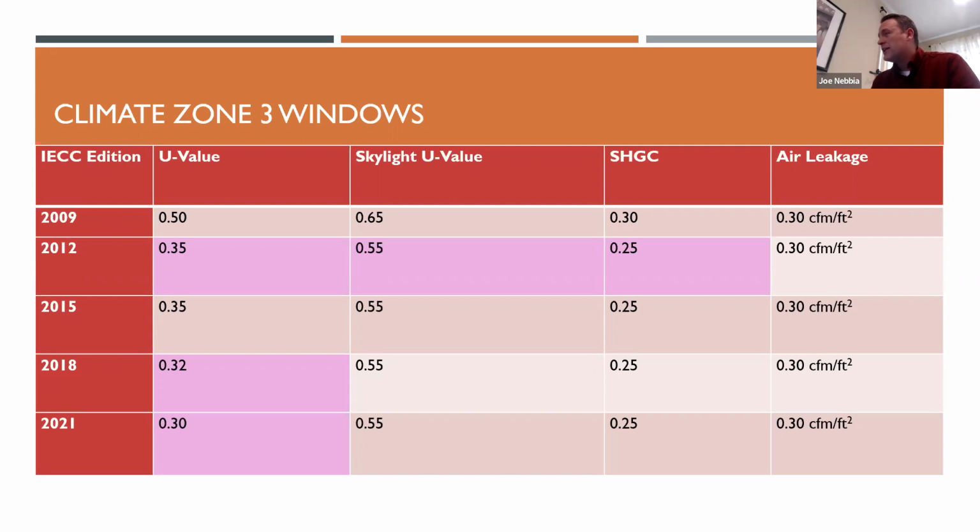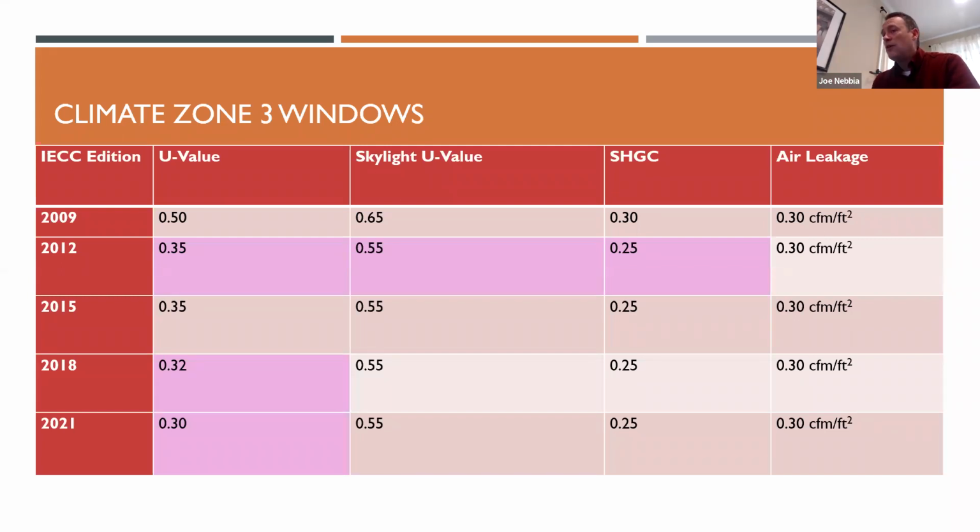There's also an air leakage target in the code. It's not actually in the tables, but I listed it here because it's part of the window specs. That's a tested air leakage value of the window itself. It's not the blower door we're talking about for the whole building at this point. That's just the air leakage of the window unit.